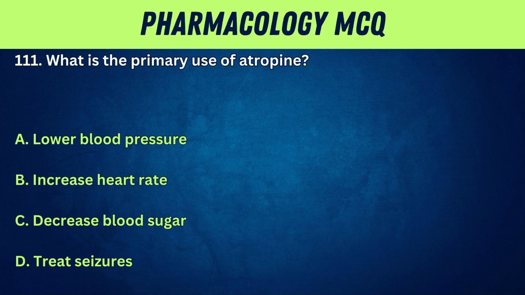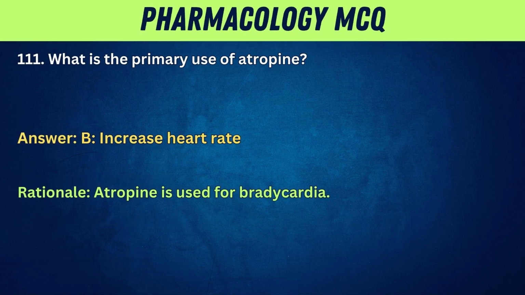111. What is the primary use of atropine? A. Beta blockers. B. Increase heart rate. C. Decrease blood sugar. D. Treat seizures. Answer: B. Increase heart rate. Rationale: Atropine is used for bradycardia.